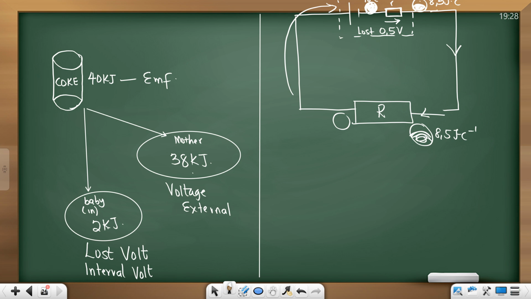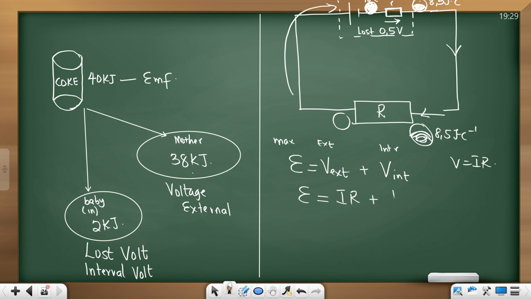Hence, check this, my good learners. EMF is V external plus V what? Internal. This is the maximum. That's the external in the mother, and that's the internal resistance in the baby. The 38 plus the 2 would give me the 40. Smart. But the current is the same. Oh, what is V from Ohm's law? I multiplied by what? R.